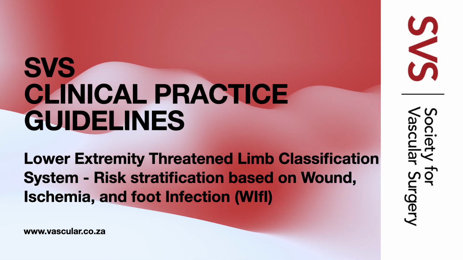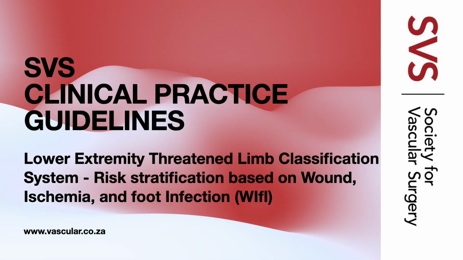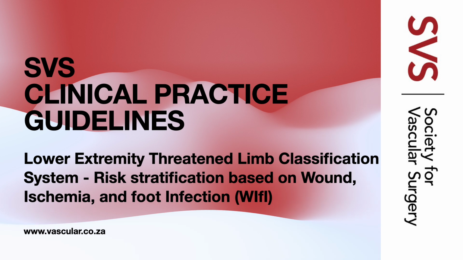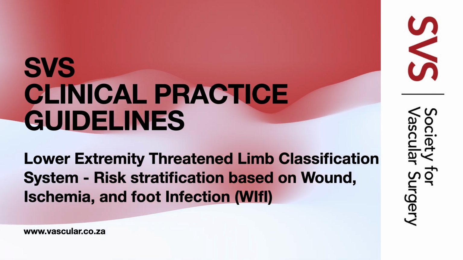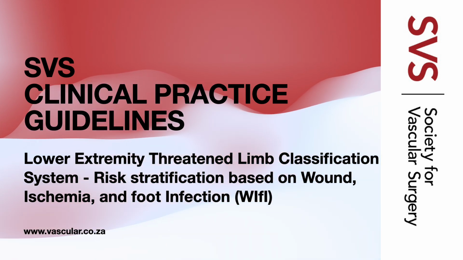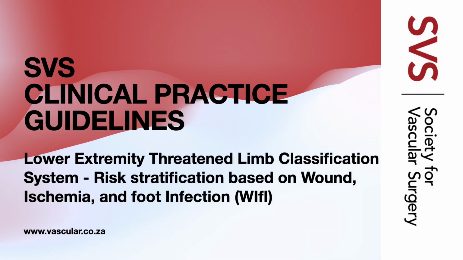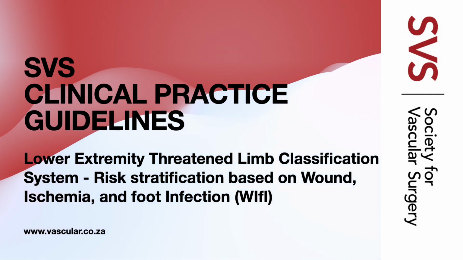That's incredibly detailed, and I like the analogy to cancer staging. It makes a lot of sense. So the WIFI system is fundamentally built on grading these three components: wound, ischemia, infection, from 0 to 3. None, mild, moderate, and severe. Let's dive into the specifics of each grading component, starting with wounds. How are wounds categorized in this new system?